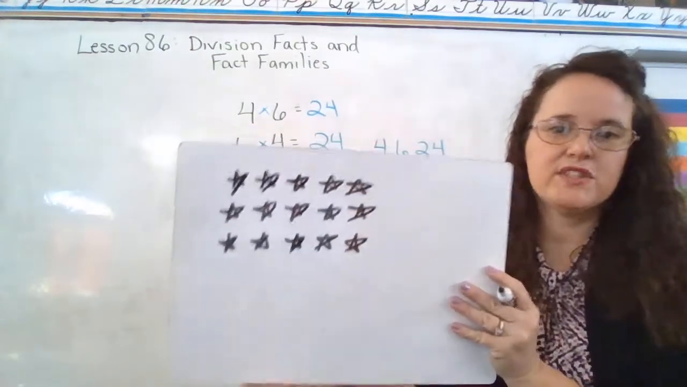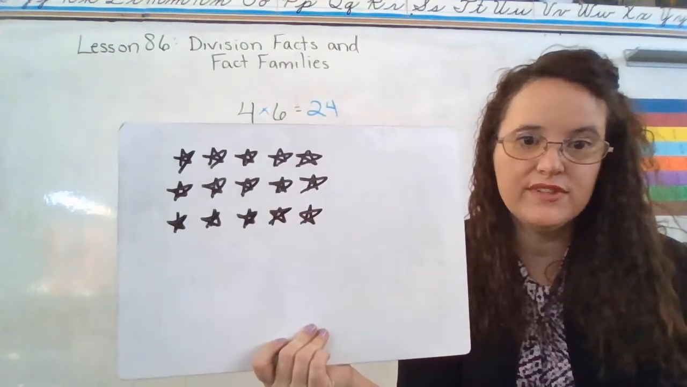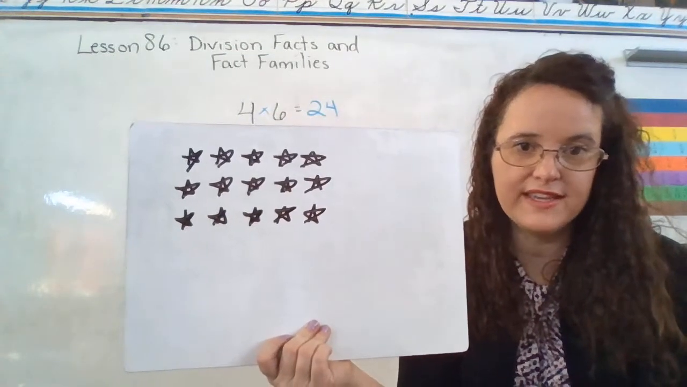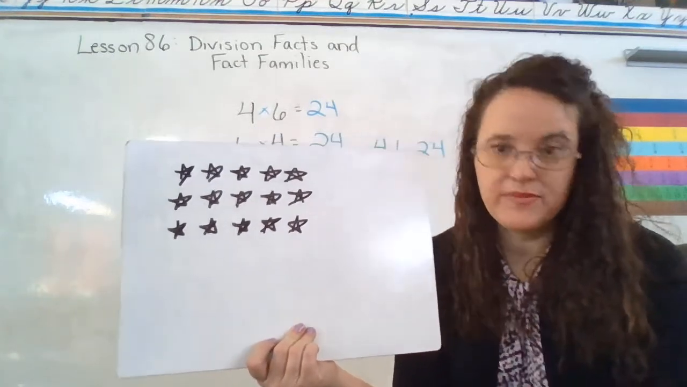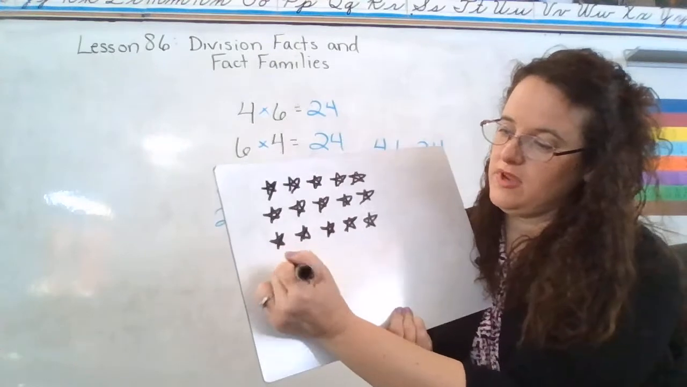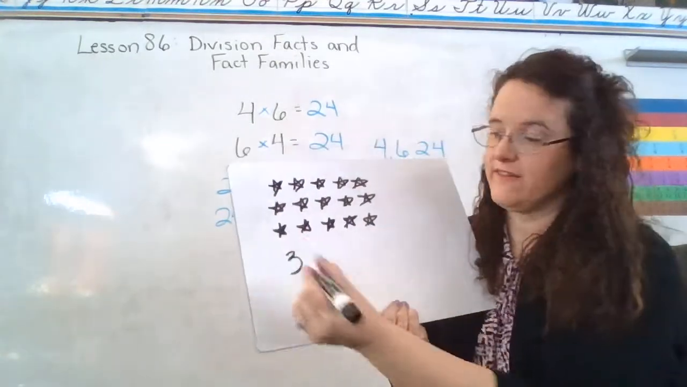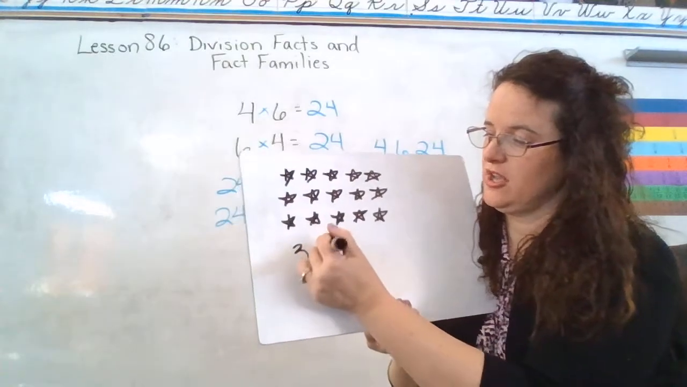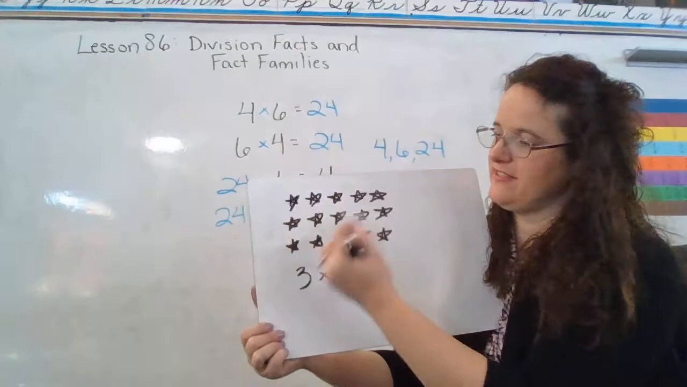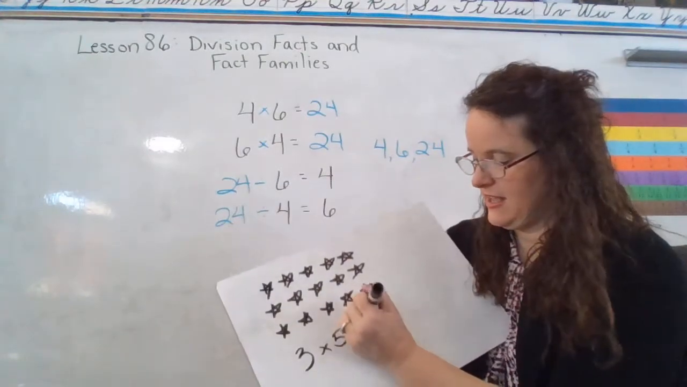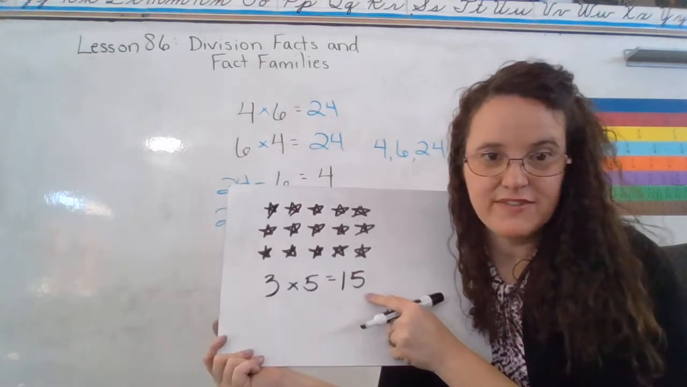So it's an array of stars, 2 multiplication facts, and 2 division facts shown by this array. So we know that array shows multiplication. We are going to do 3 rows of 1, 2, 3, 4, 5 stars each. So I have 3 times 5. I can just count by 5s. 5, 10, 15. So now I've got the numbers in my fact family.